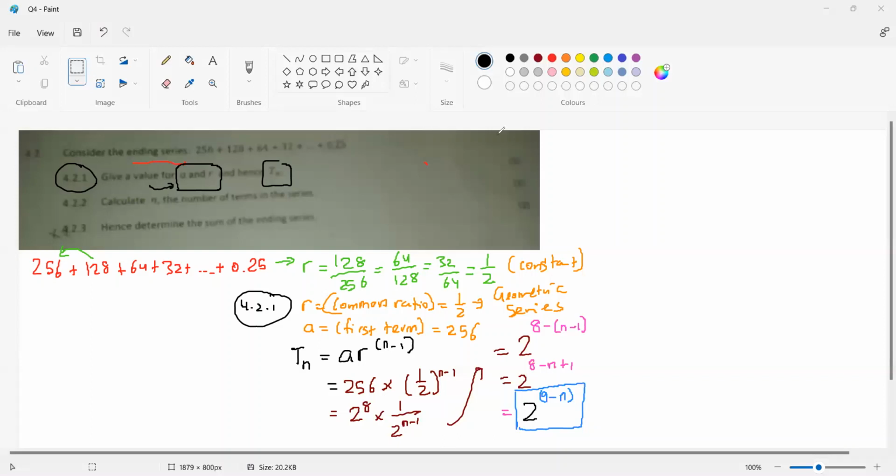Okay, let's go to the second part here, 4.2.2. They say calculate n, the number of terms in the series.